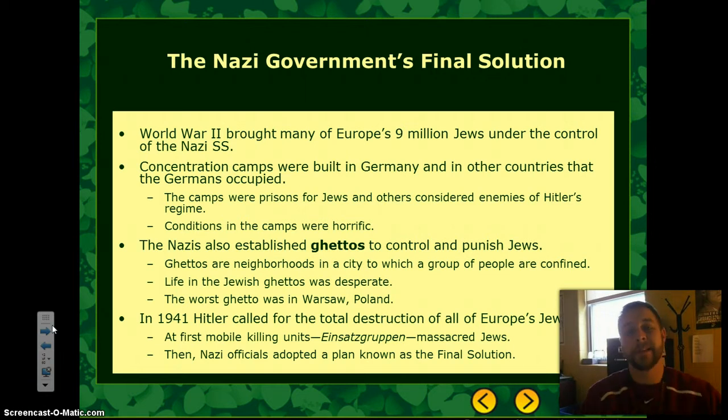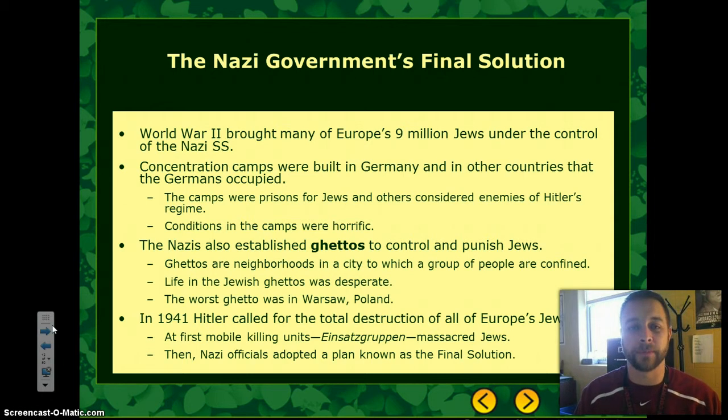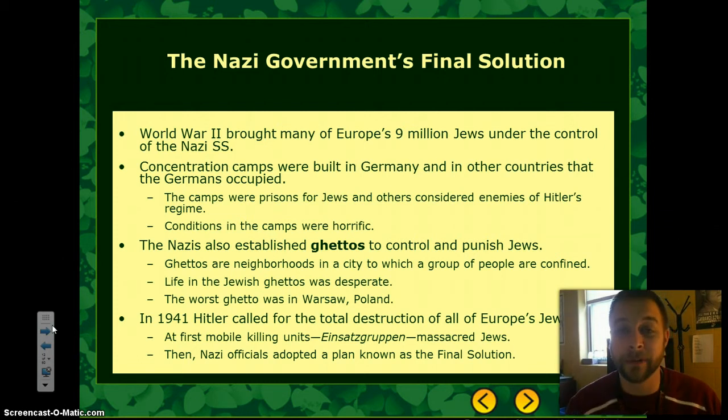In addition, they also restrict where Jews can live. Those Jews that aren't sent to the camps immediately are basically forced to live in ghettos or neighborhoods of cities that are basically walled off, more or less, or blocked off. And basically, life in the ghettos really isn't much better than the concentration camps. You have mass starvations, and in Warsaw, Poland, it becomes so bad that there's a massive uprising, and it results in the death of thousands of Jews.